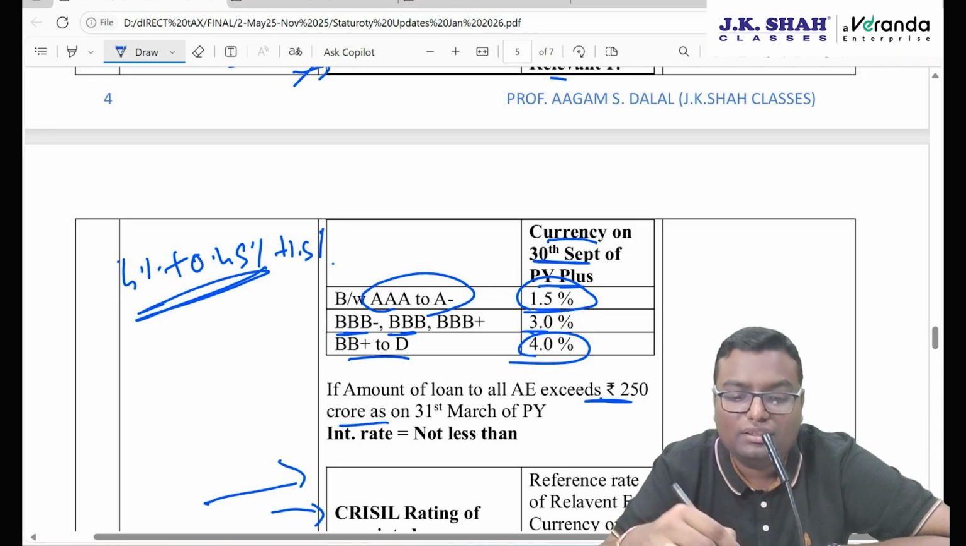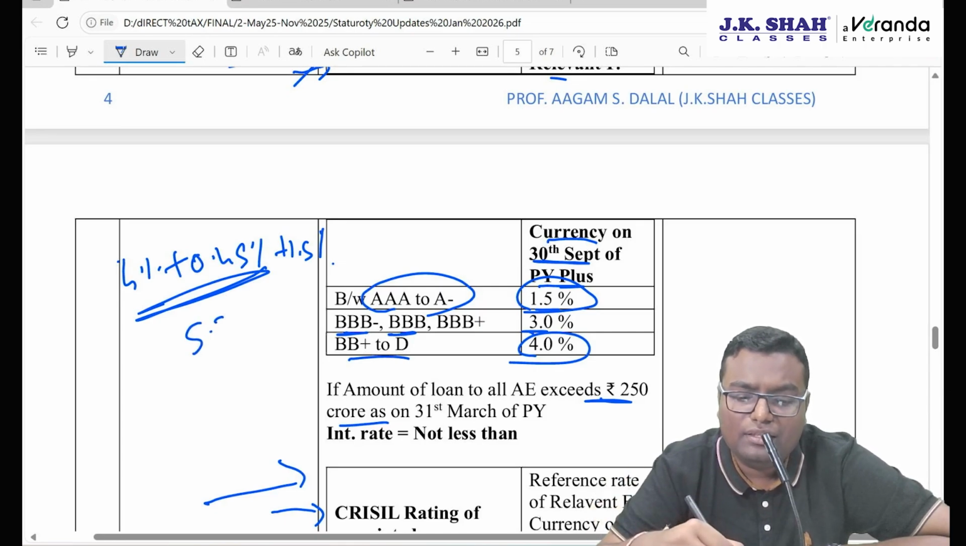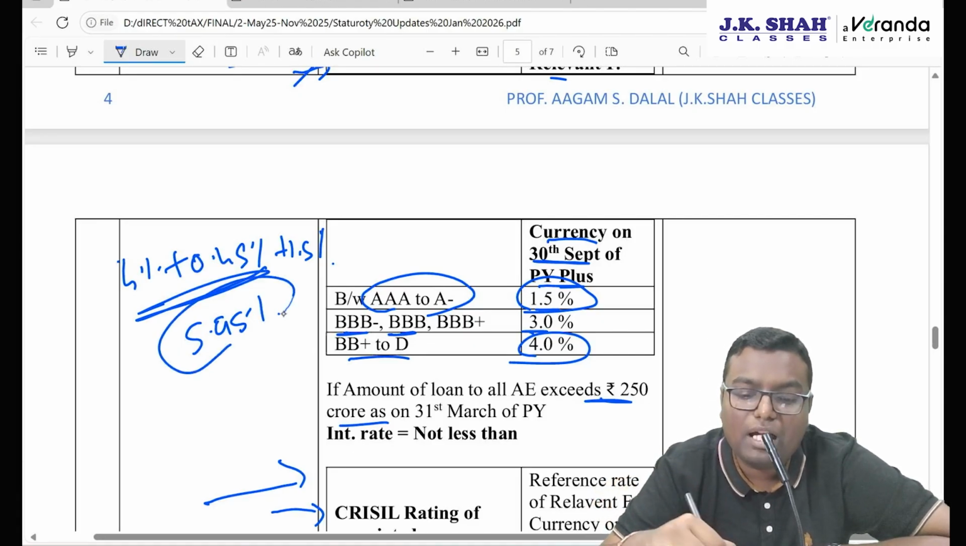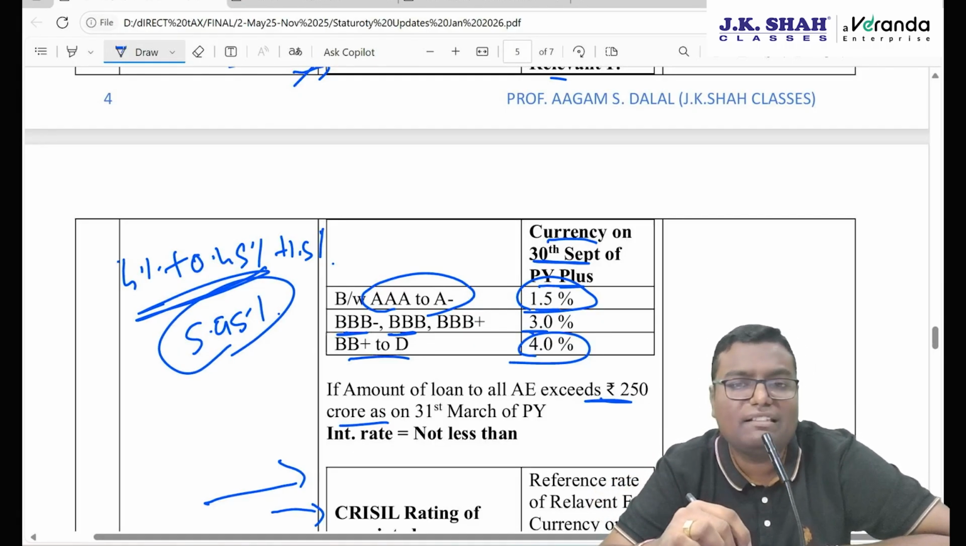And this total, that will be 5.5 plus 0.45, 5.95%, will become my arm's length price. This is the minimum interest that I should charge.